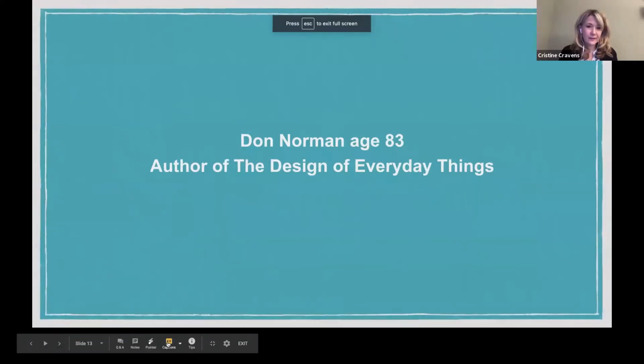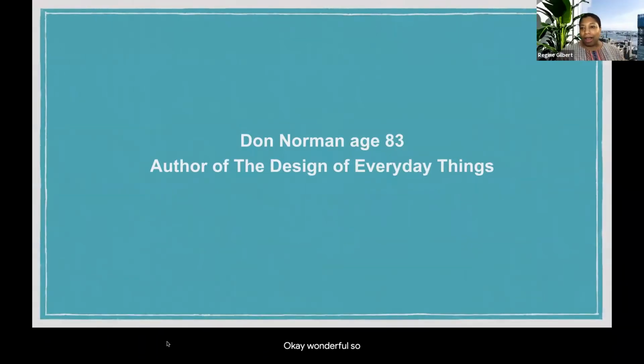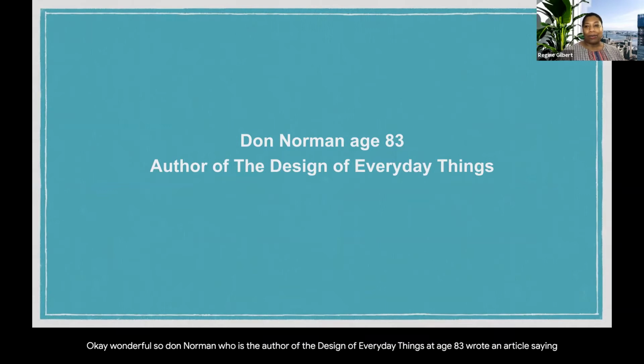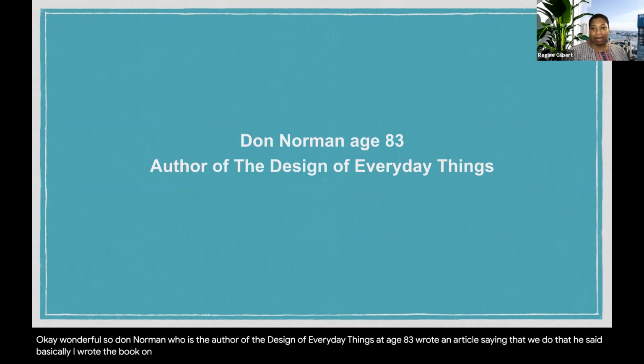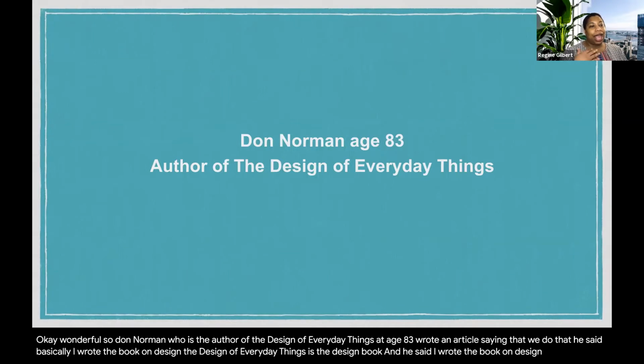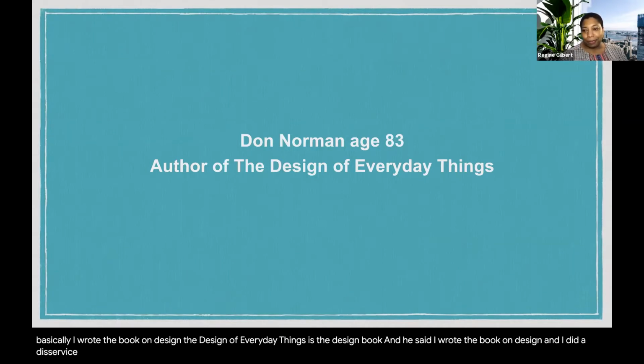Yes. Okay, wonderful. So Don Norman, who is the author of The Design of Everyday Things, at age 83 wrote an article saying, basically, I wrote the book on design. The Design of Everyday Things is the design book. And he said, I wrote the book on design and I did a disservice because I never thought about designing for my older self.